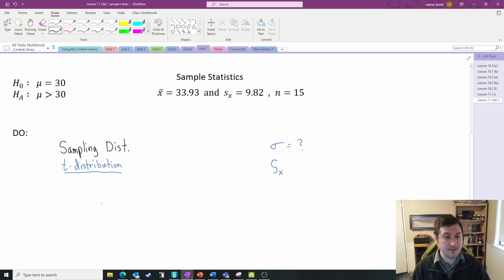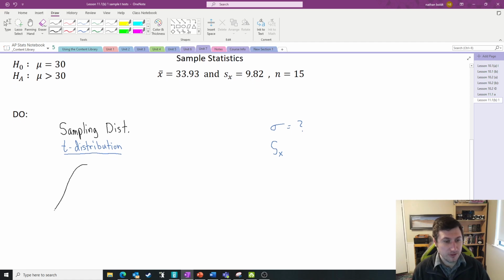Now, of course, when I draw this, it's still going to look normal because you can't really tell the difference between the two when you're just drawing it by hand. But there's my t-distribution. The center here would be the null. Remember, we assume the null is true. So the center would be 30. The standard deviation here, which we estimate with the standard error, is our sample standard deviation, 9.82, divided by the square root of the sample size, which was 15.